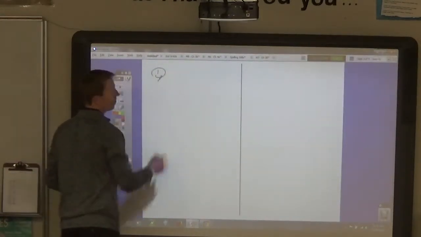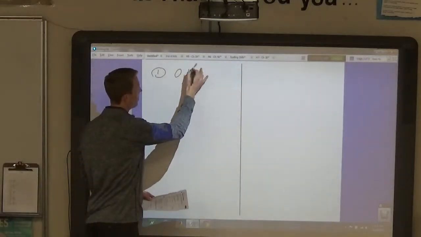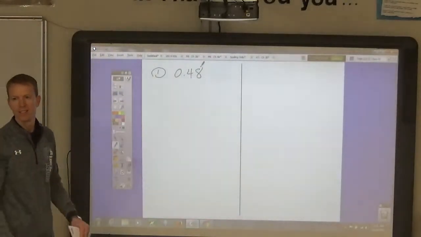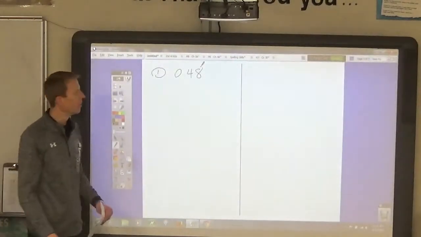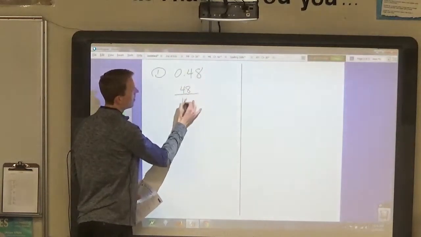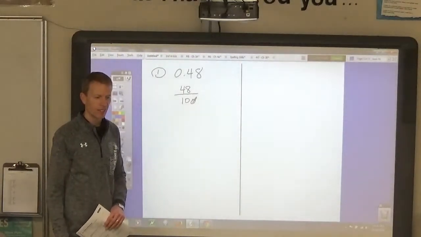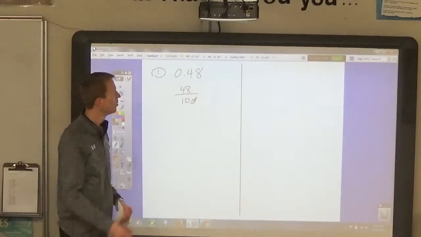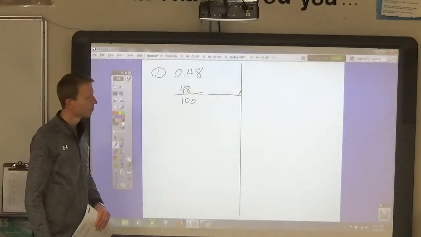Number 1. Write it as a fraction. How do you read that, Jen? 48 hundredths. Good. So you write it as 48 hundredths. And then what, dear? Can we leave it as 48 hundredths? No, we have to do what? Simplest form. Yep.